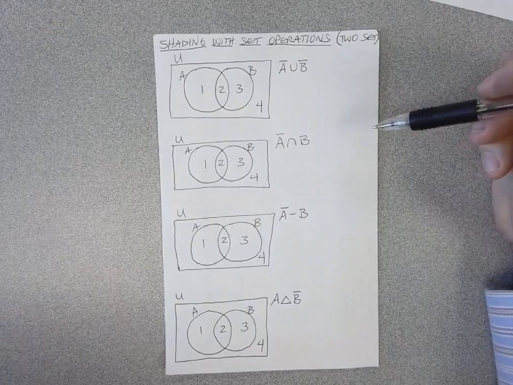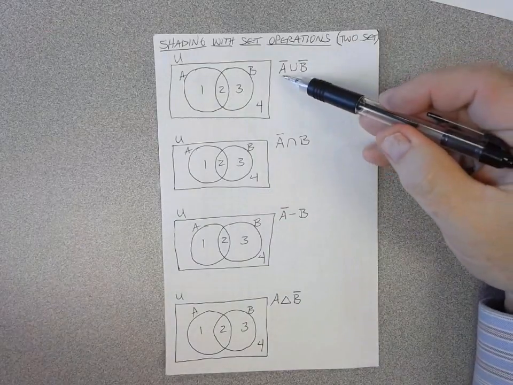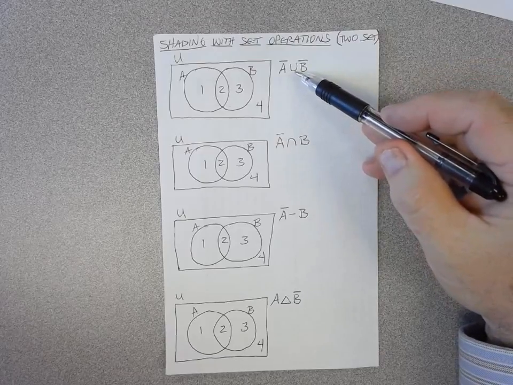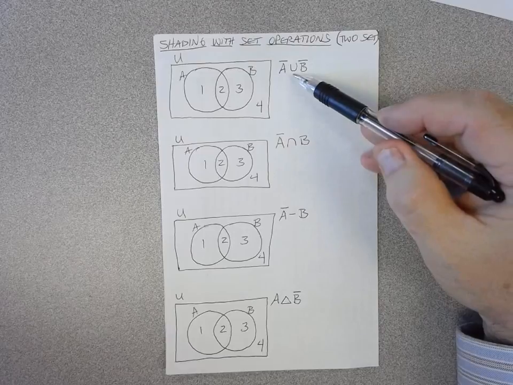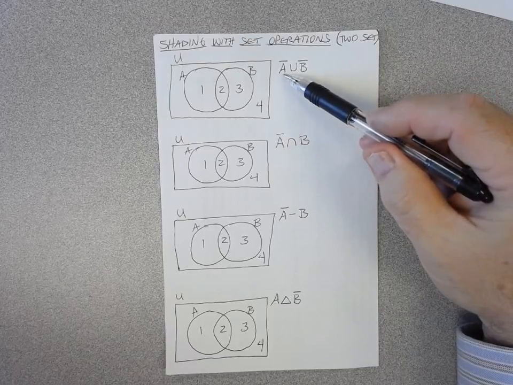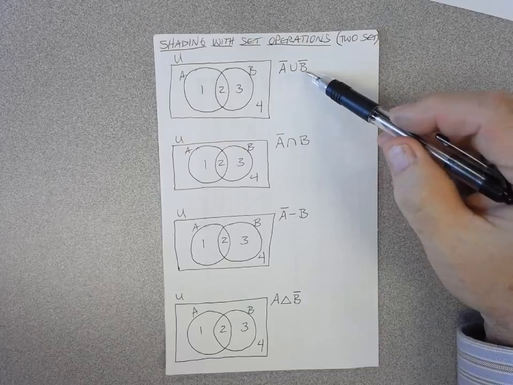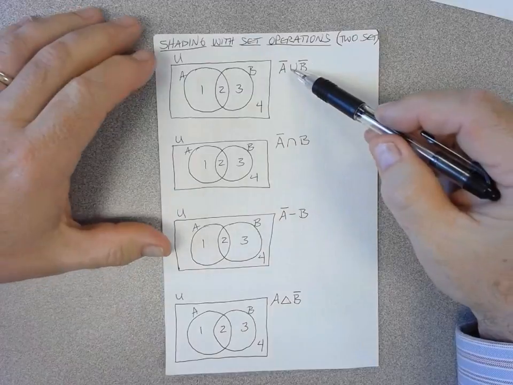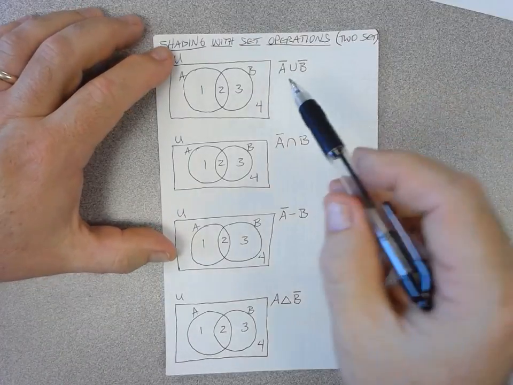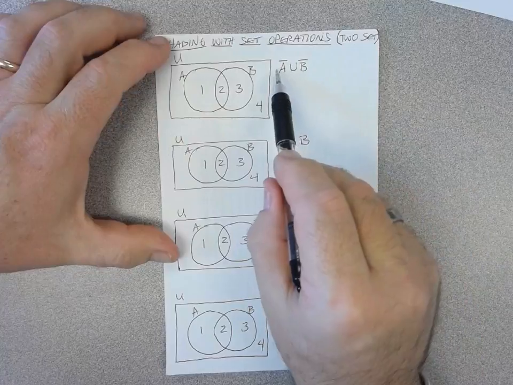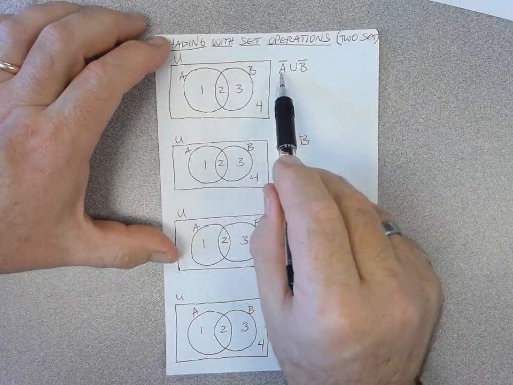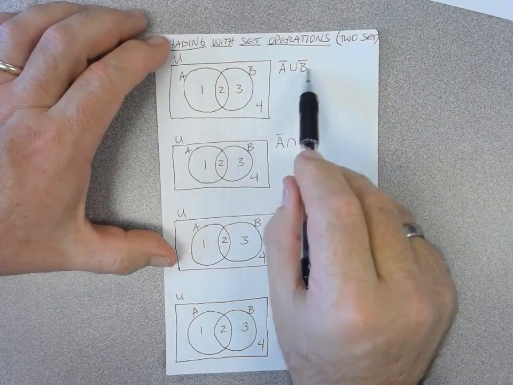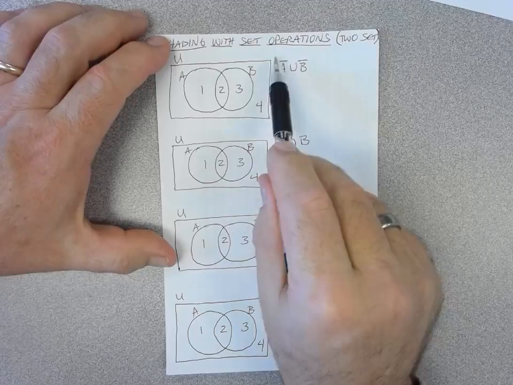Let's take a look at this first one. A complement union B complement. Union just means bring it all together. Union says anything that's a part of either A complement or B complement, one or the other or both. When you're trying to shade for a union, you can just go ahead and shade away, and anything that's shaded, whether as a part of A complement or B complement, or if it got shaded twice, that's not a problem. This is just going to bring all that together.